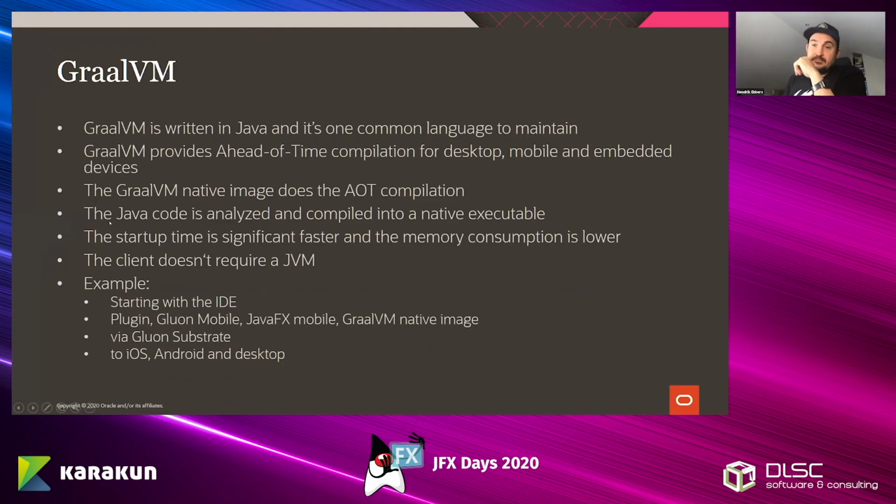So Graal gives the possibility, during this native image build, that the Java code which is reachable is analyzed and compiled into a native image, which is an independent executable. The startup time is significantly faster, and the memory consumption is 5 times lower on average compared to other existing applications. So the client does not require a full-blown JVM. That's the purpose. And there will be more about that in Johan Voss' talk tomorrow.